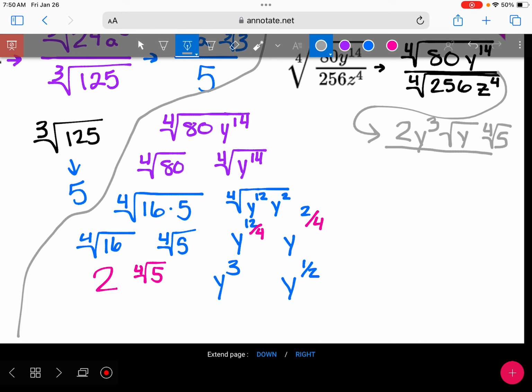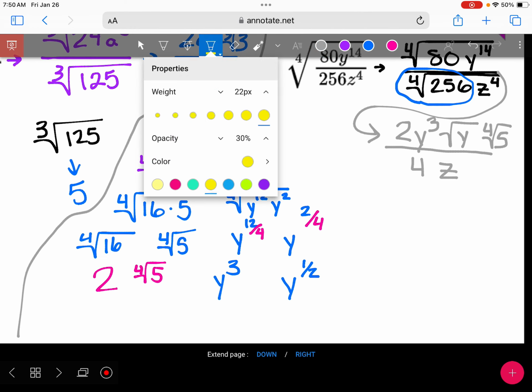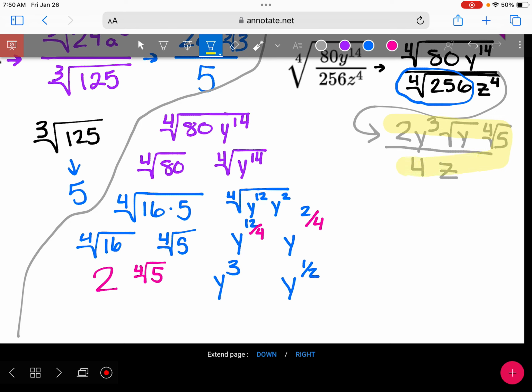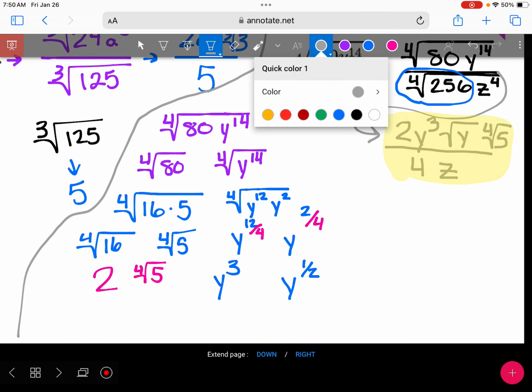How about our denominator? What's going to happen with that? What is the 4th root of 256? 4. What is the 4th root of z to the 4th? Just z. So we've got everything as simplified as we can possibly get. I can't do anything else. That's as far as we're going to go. And that is really hard to see. That gray is very light.